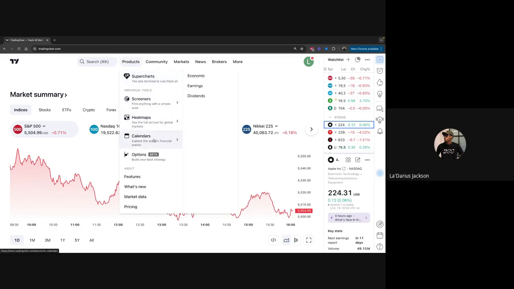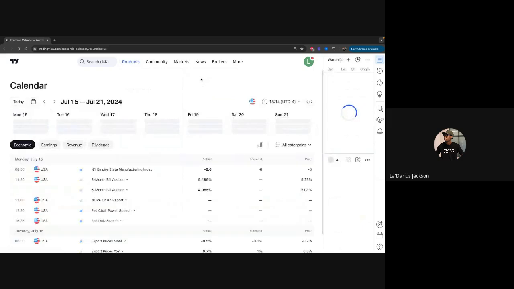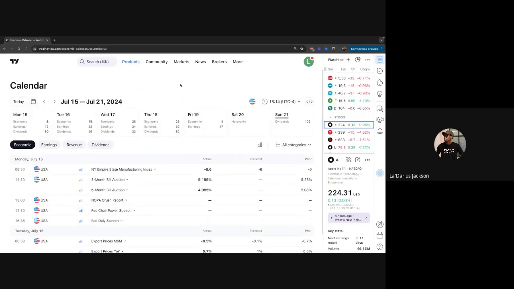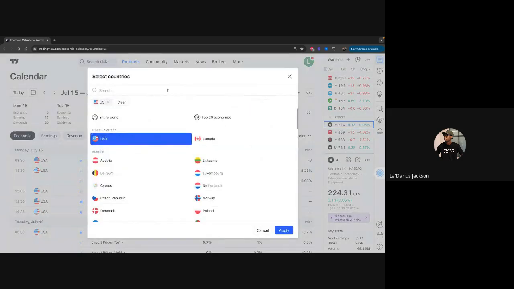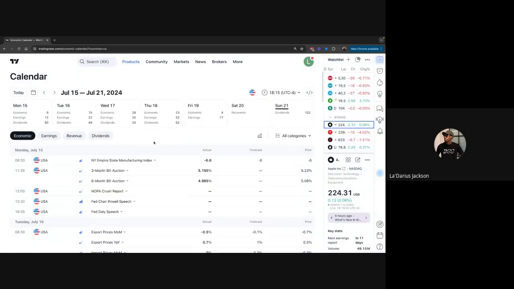All right, so let's go to the economic calendar. We have a lot of earnings coming up as well. I'll show you that in just a second. This is the economic calendar for the US. Make sure when you're looking at the calendar, it's on the USA. If you have it set on global, it's going to show you literally everything happening in the entire world. It's going to be way too much.